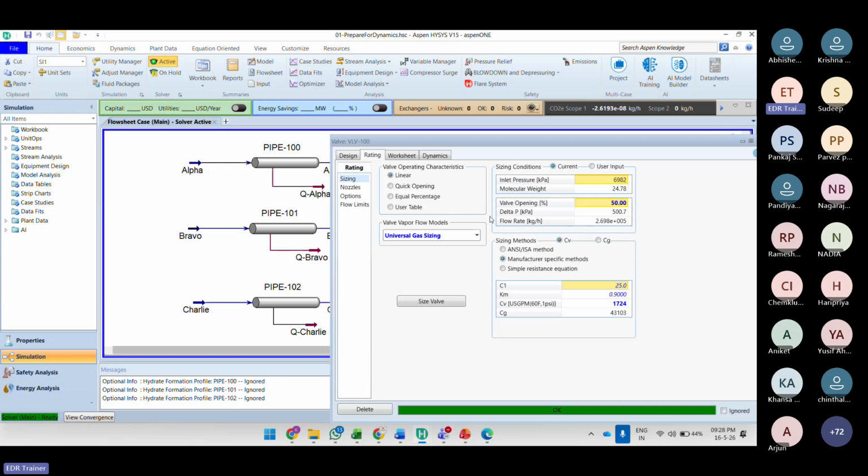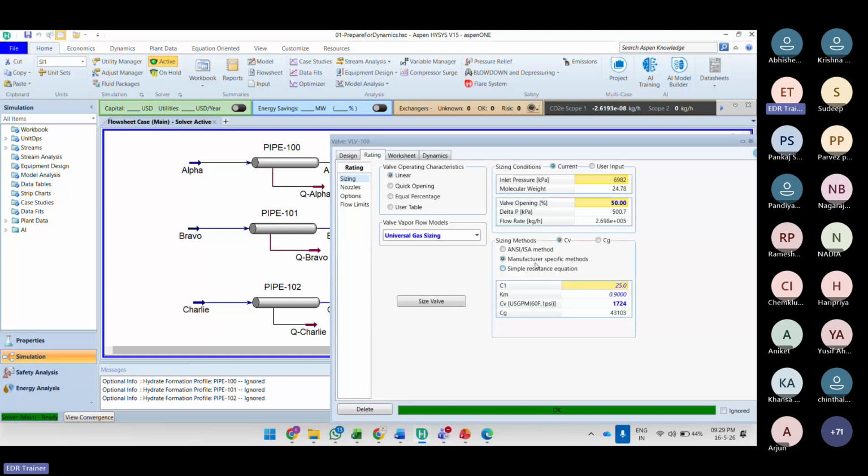and it can do the adjustment. So normally 50%, again, this is the default number that comes with HYSYS. Then I am going with the manufacturer-specific methods. So there is the valve characteristic. You can see the linear, quick opening, equal percentage, which are available in the market. I'm choosing linear here, and I am choosing the manufacturer-specific method.